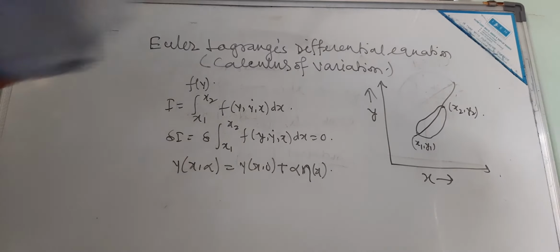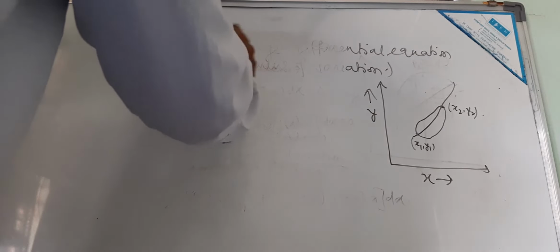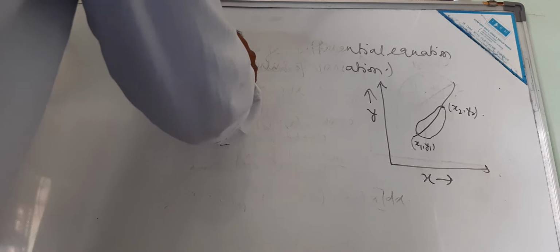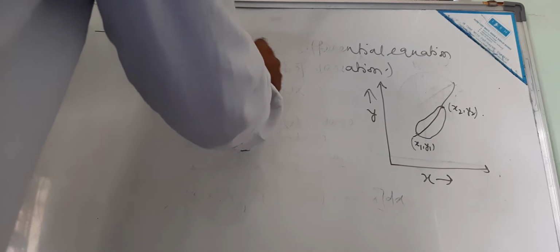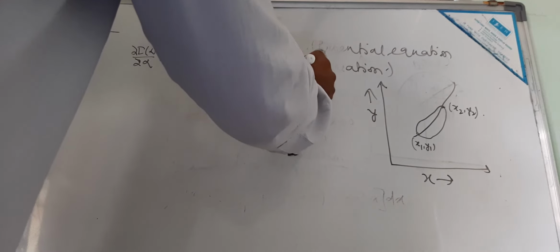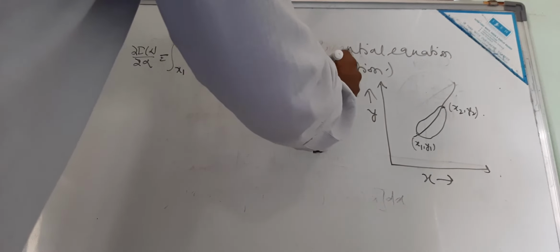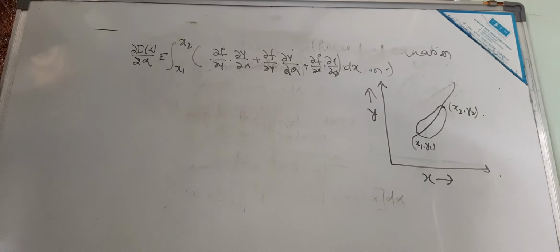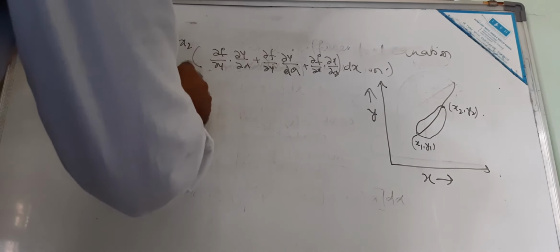We can have del I by del alpha, which is equal to the integration from x1 to x2 of, when you take the derivative, del f by del y times del y by del alpha, plus del f by del y dot times del y dot by del alpha, plus del f by del x times del x by del alpha, dx. Now x is not a function of alpha, so del x by del alpha equals 0, and this term becomes 0.